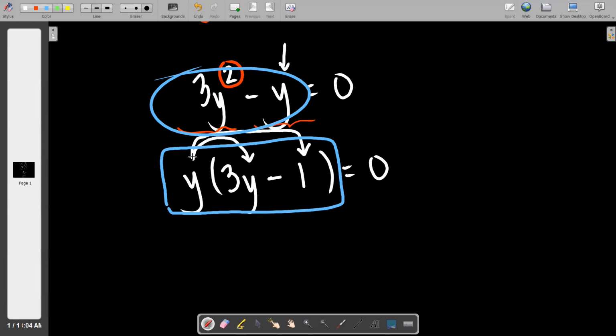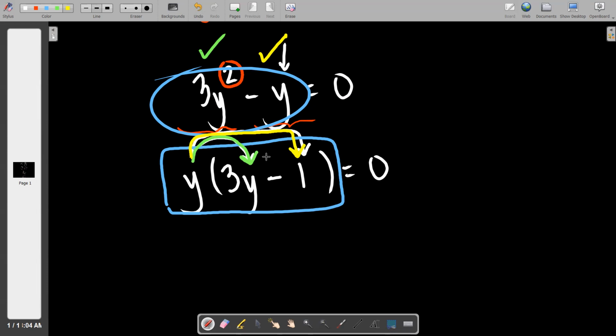Let's check it. So follow my green arrow. What is y times 3y? 3y squared. Look, we made it. And what is, follow my yellow arrow now, what is y times -1? We made it.